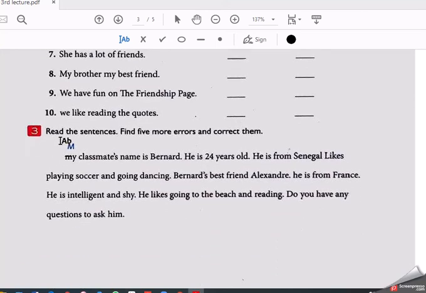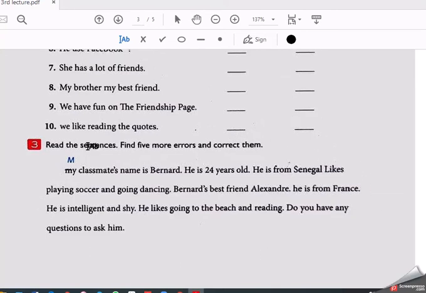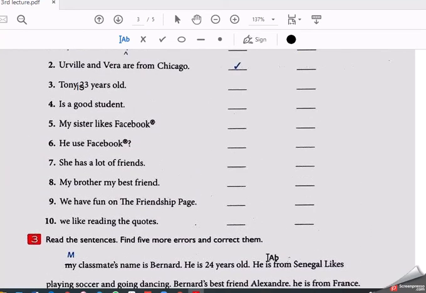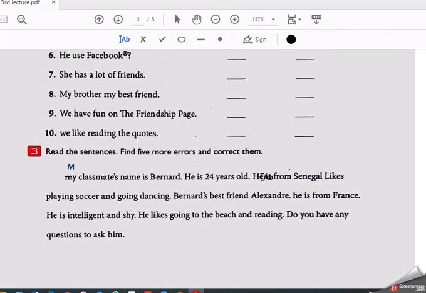We have exercise 3. Read the sentences, find 5 more errors and correct them. Look, these sentences are wrong. This paragraph contains many wrong sentences, many errors, أخطاء, errors. I have to correct all of them. I have to find 5, but we have to fix them all. The first thing is capitalization. He started with a small letter here, which is wrong. I have to write "My" with a capital M. My classmate's name is Bernard. Dot.